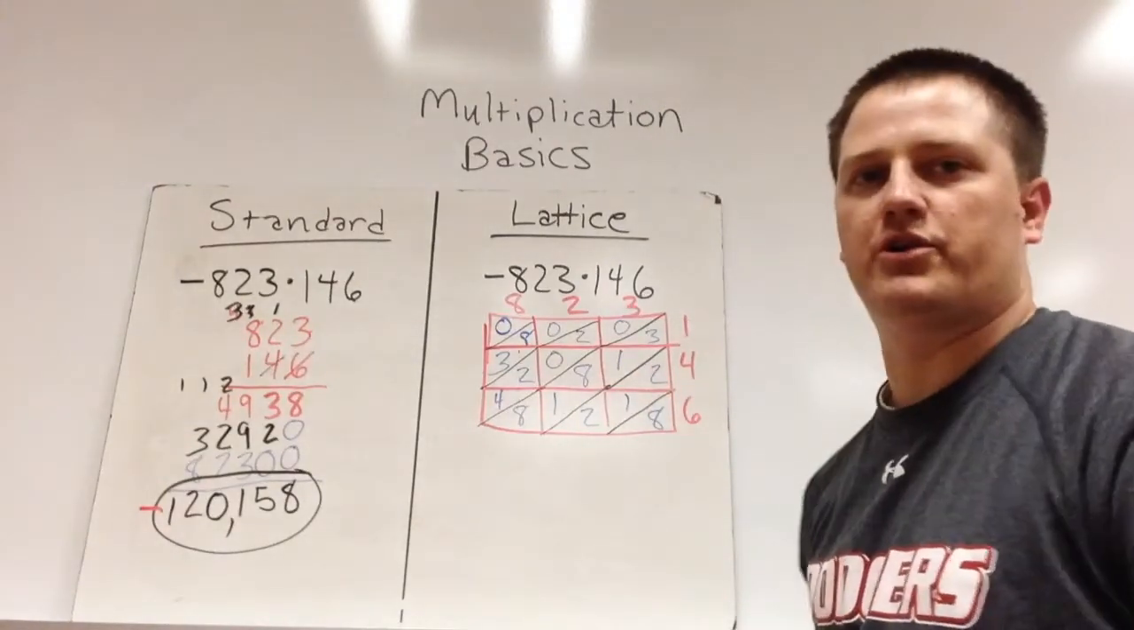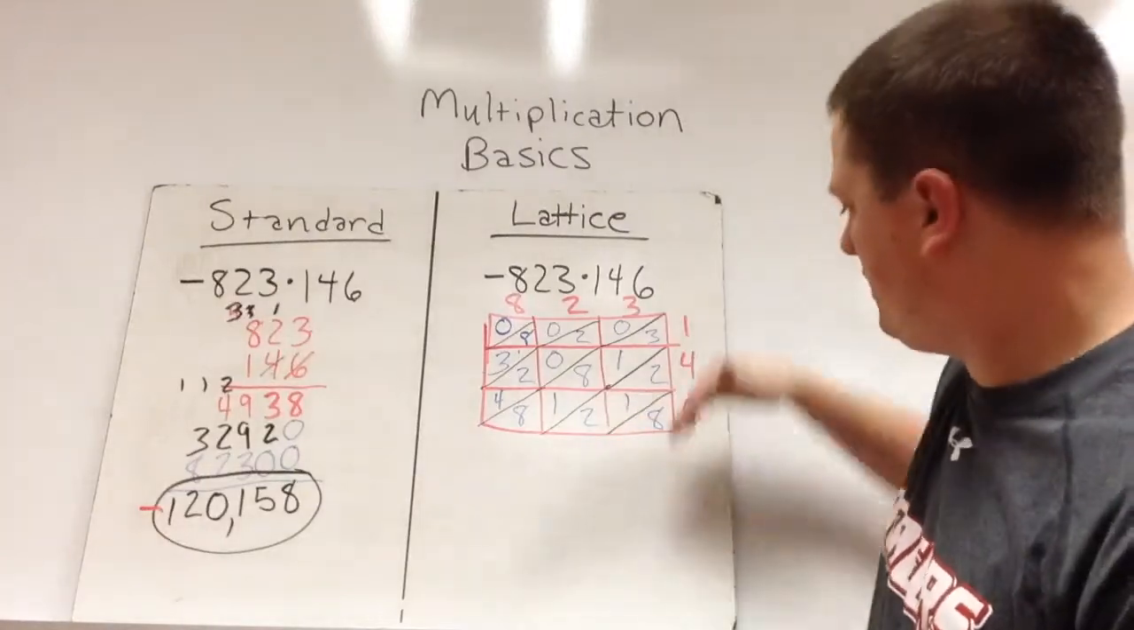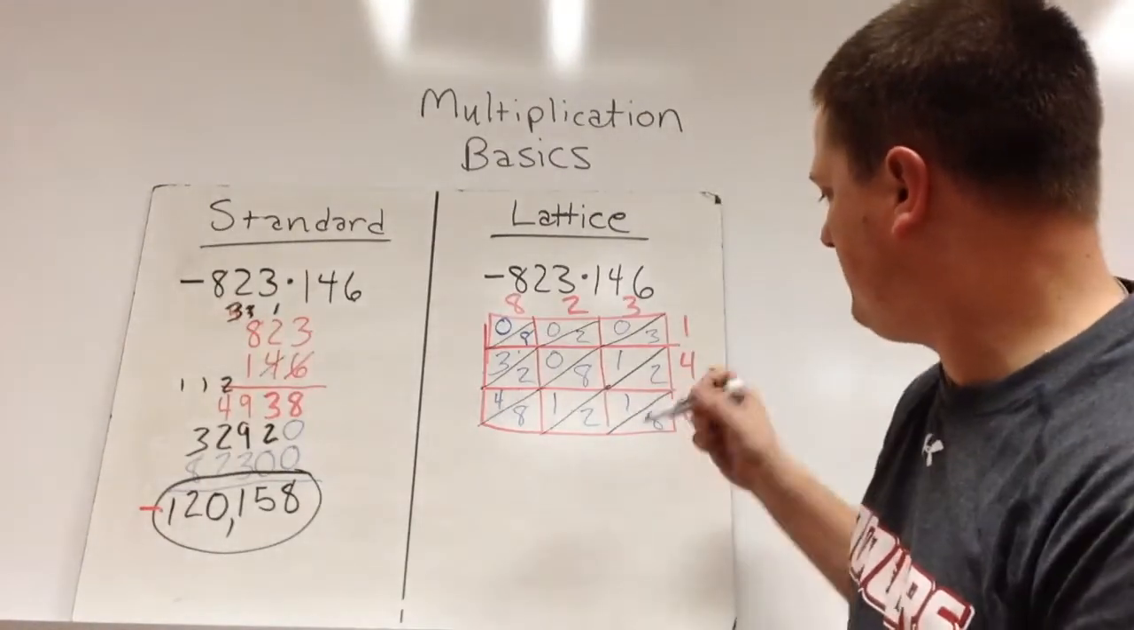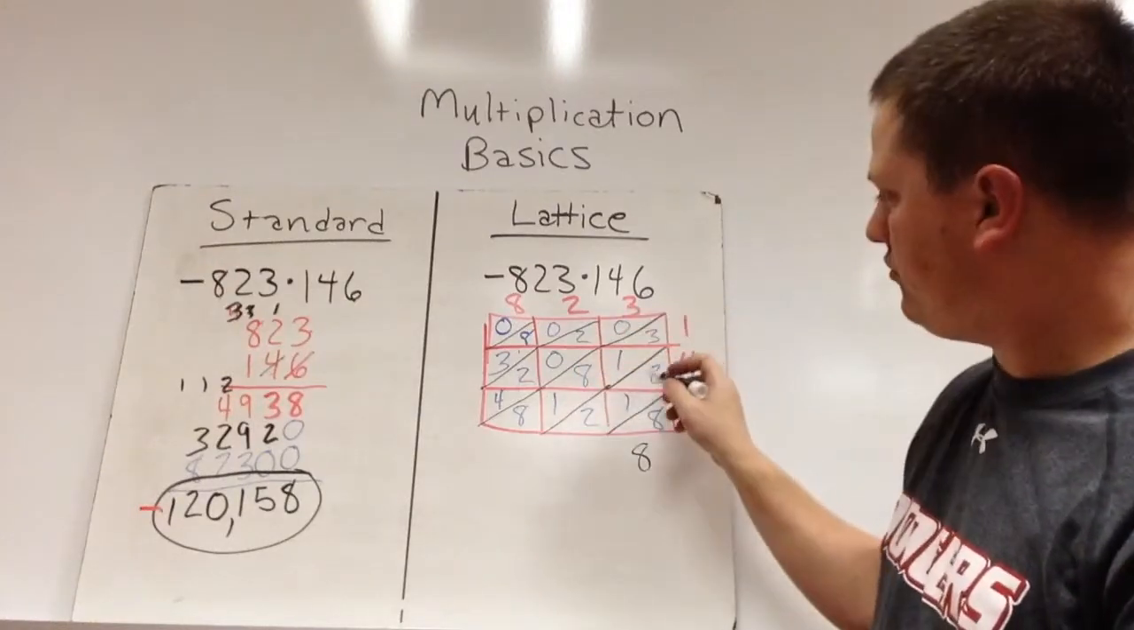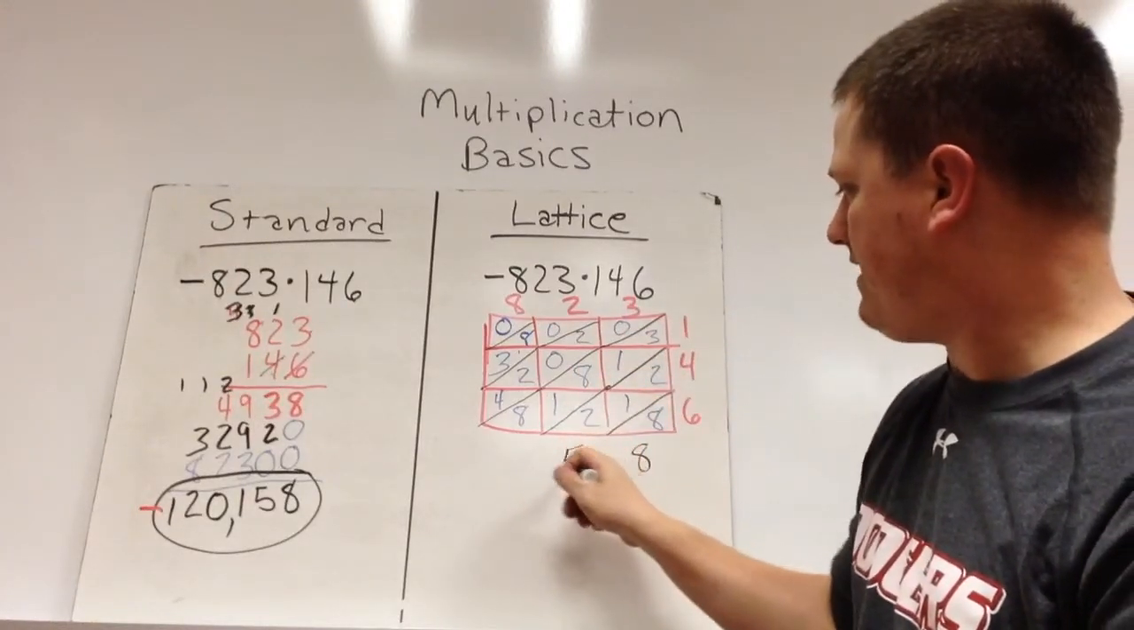Now what we're going to do is we're just going to follow our diagonal rows. So 8 has nothing with it, so it's just 8. And we've got this diagonal row here. 2, 1, and 2 make 5.